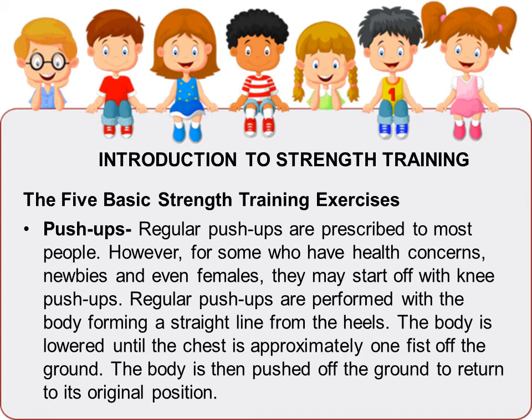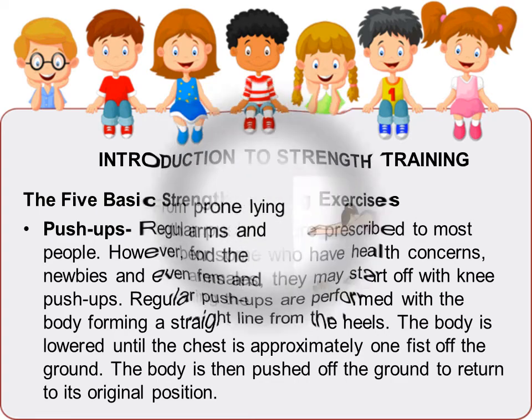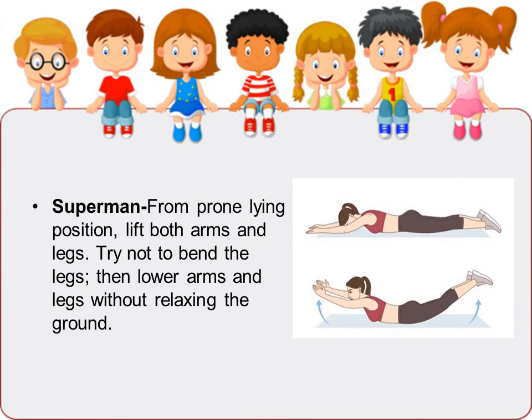Regular push-ups are performed with the body forming a straight line from the heels. The body is lowered until the chest is approximately 1 foot off the ground. The body is then pushed off the ground to return to its original position. Next, we have the Superman. From a prone lying position, lift both arms and legs and try not to bend the legs, then lower arms and legs without relaxing on the ground.